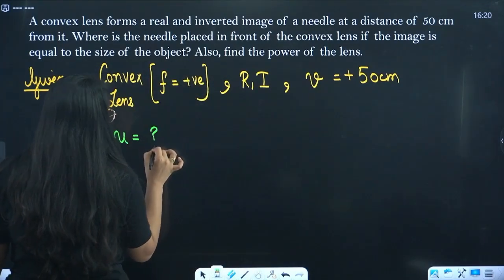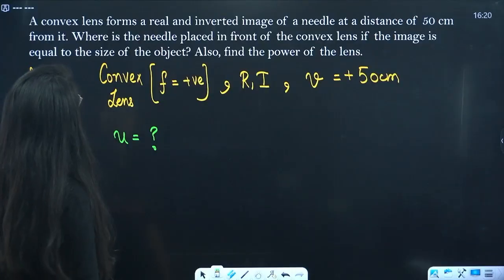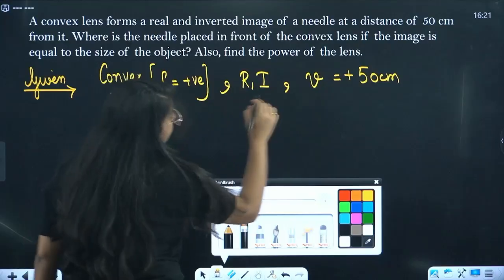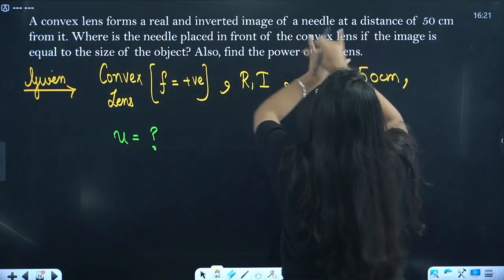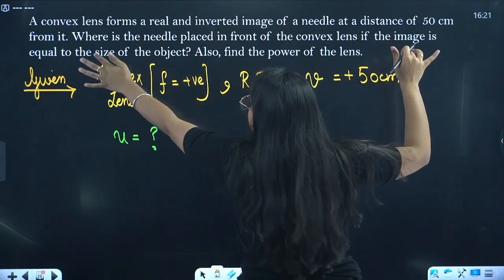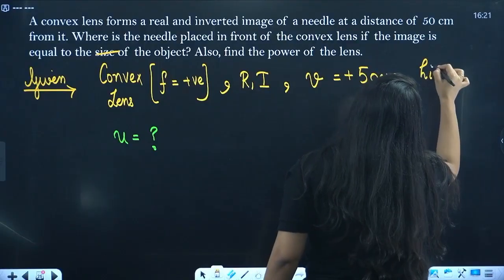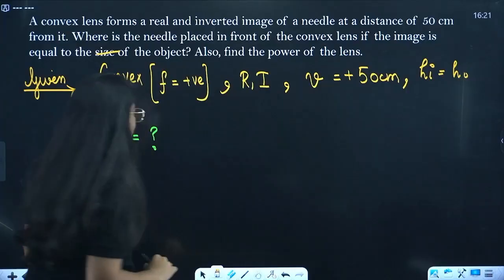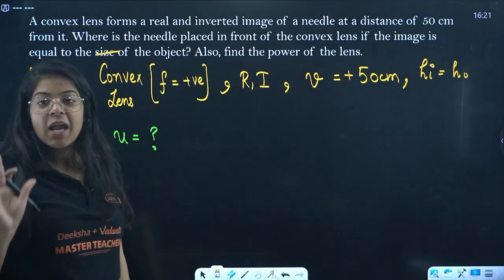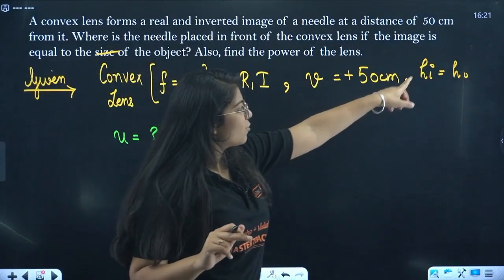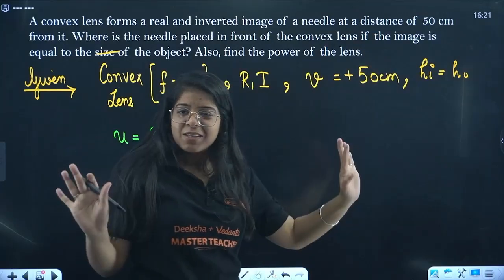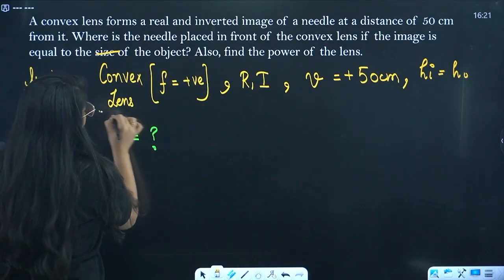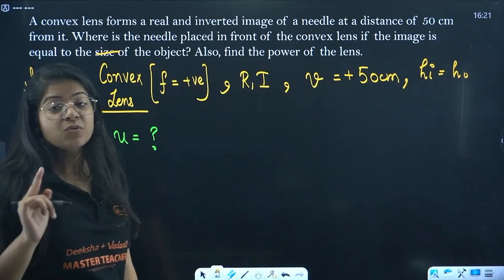We have to find U, and if the image is equal to the size of the object, we are also given that. See, a convex lens, if the image is equal to the size of object, that means height of image is equal to the height of object. Also find the power of the lens. Okay, this is a ridiculous question, because when they give us this height of image equals to height of object, everything else vanishes. We just have to do one thing, that now beta, if this was concave lens, then matters would have been different.